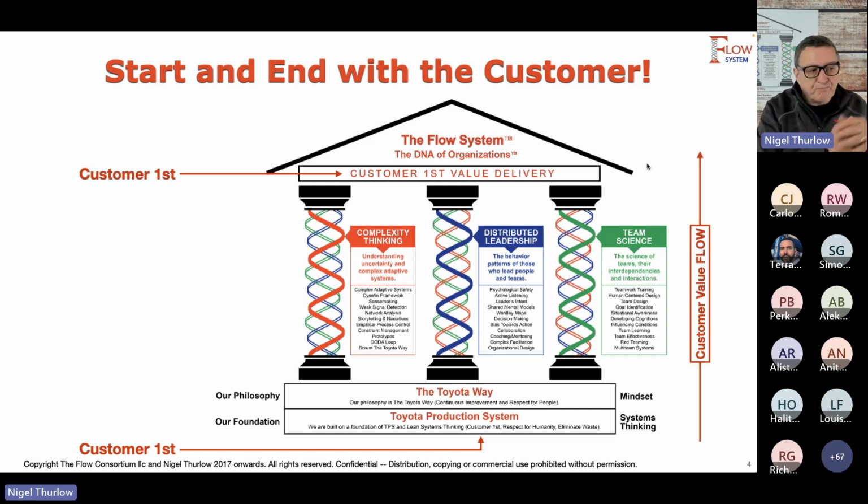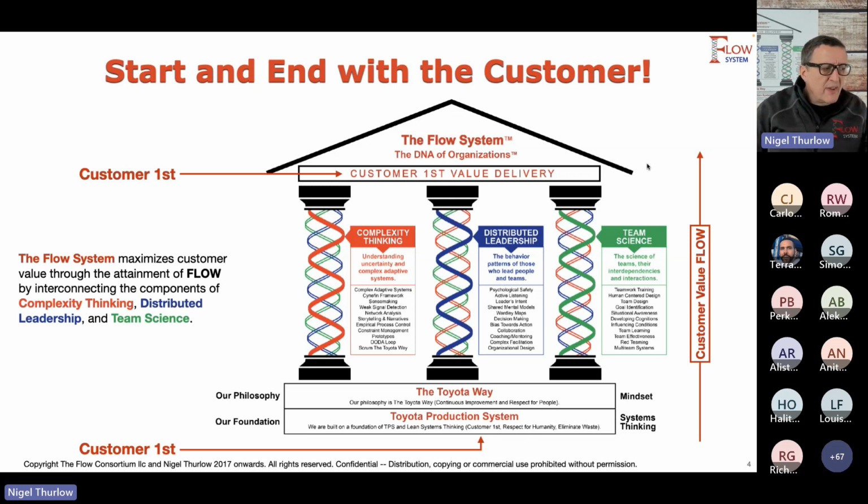We flow that all the way through the way we think within the flow system to achieve a flow of value. And so we believe through the combination of complexity thinking, distributed leadership, and team science, by combining the various tools, techniques, methods, and approaches within these disciplines, it's the way that they interconnect and intertwine that actually give rise to something I'll talk about shortly, which is assemblages.